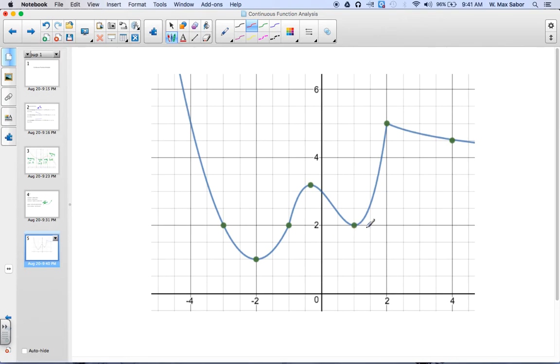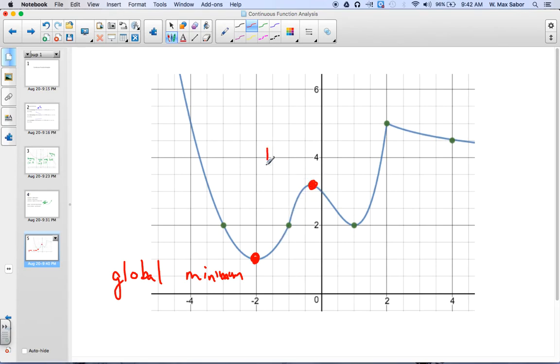So let's see, where do things turn around? This point, well, there's a point above it and a point below it. We don't care about that. Here is a minimum, and it's also a global minimum because all of the y coordinates are bigger than 1. Here, there are some points above it and some points below it, so nothing.